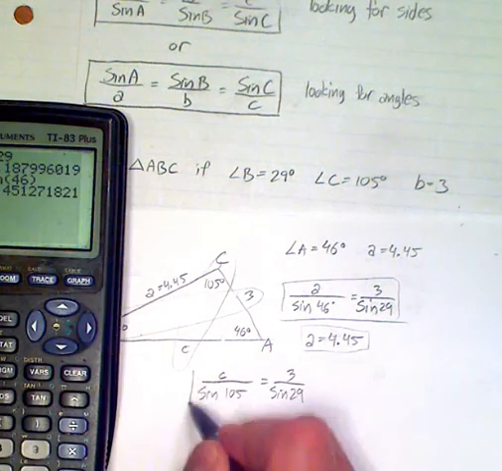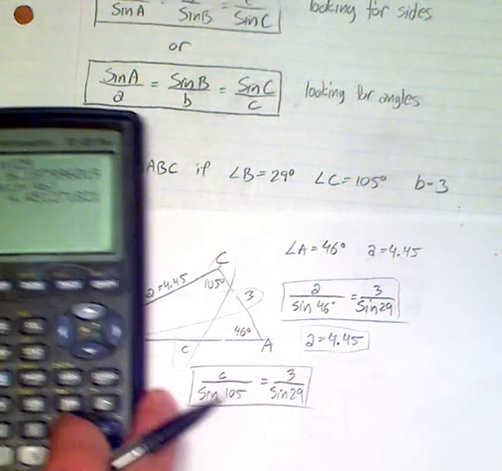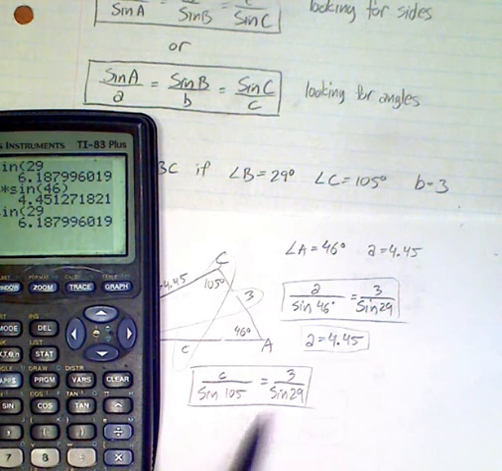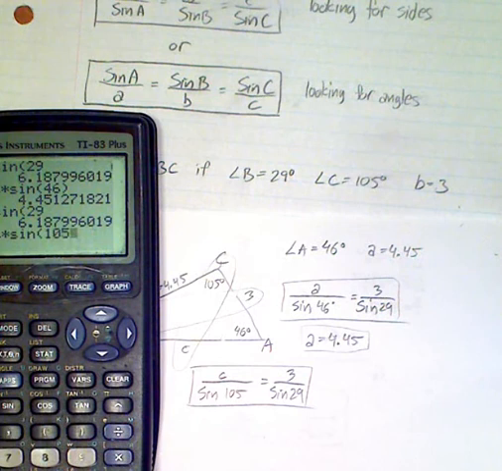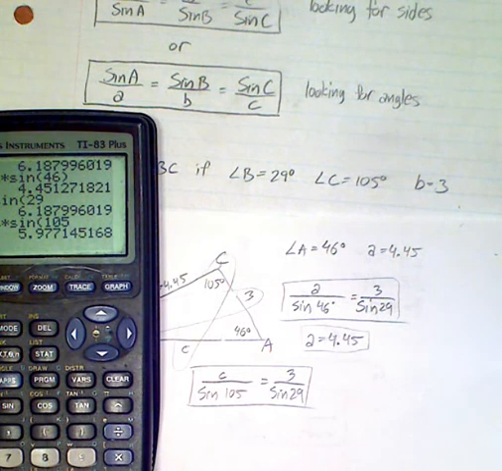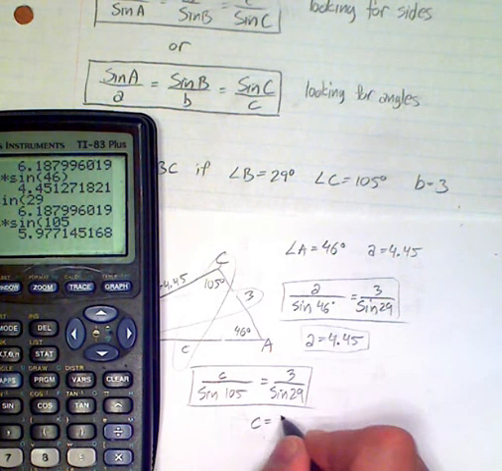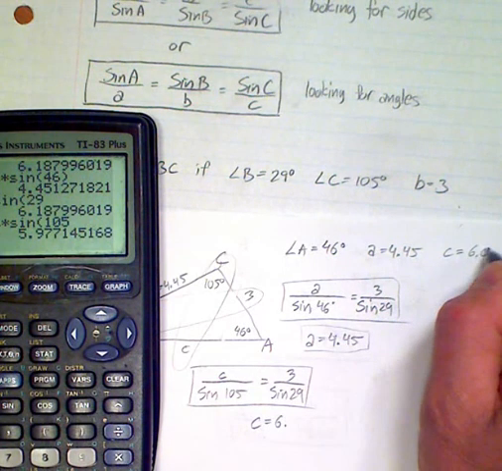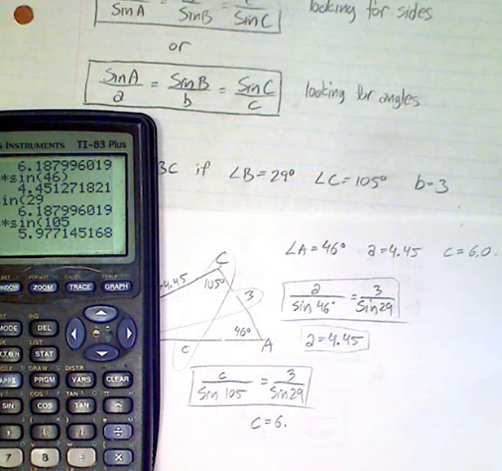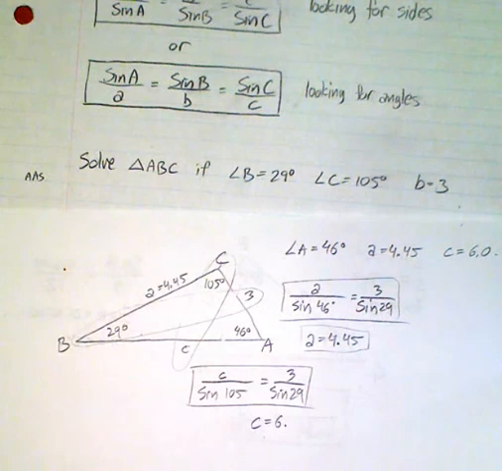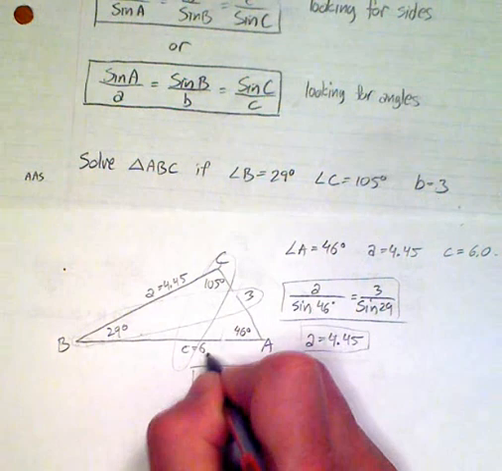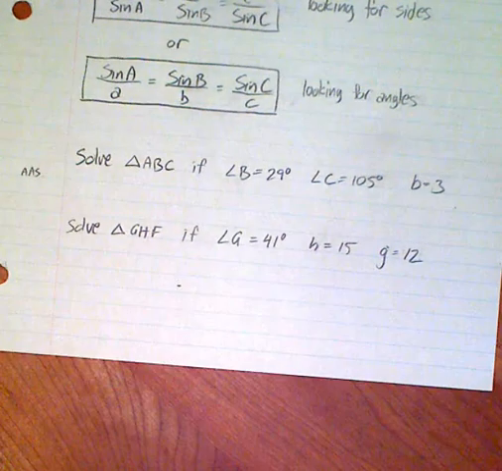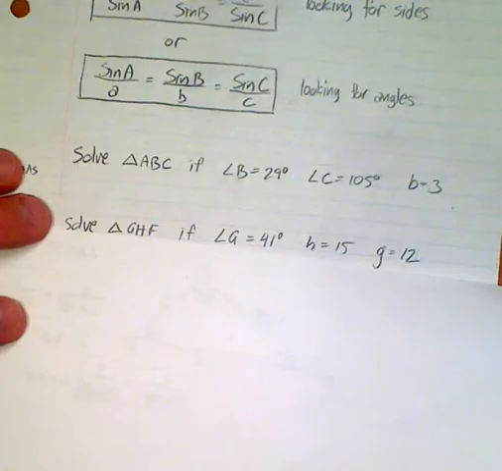So here we go. Same sort of situation. So 3 divided by sine 29, times sine 105. And I get 5.97. Or do we just round that off to 6? Okay, so C is 6.0, we'll call it. And we found all the pieces of this triangle now. So, that's 6. We solved it. Now, I think there's another question here. Let's have a look. A little bit different, but doable nonetheless.